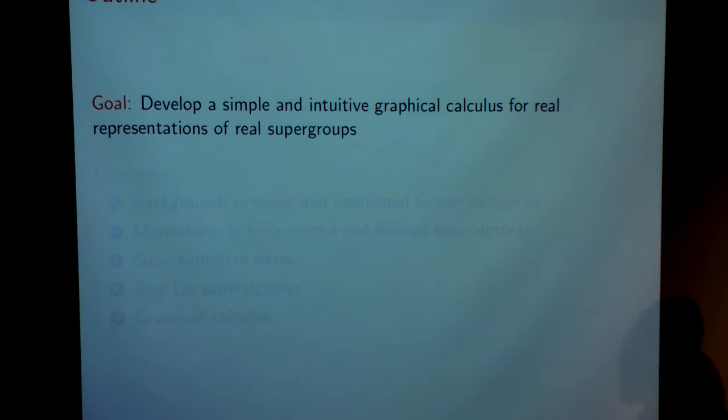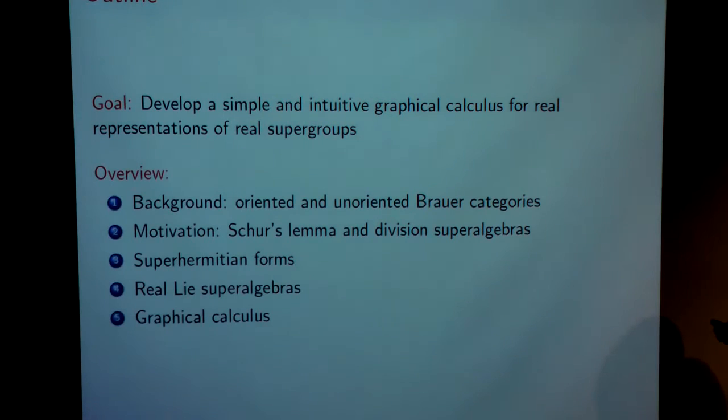real Lie superalgebras. So I'll start off with some background that'll be a very lightning review of the things we saw in the workshop last week for those of you who weren't here. So I'll mention the oriented and unoriented Brauer categories and how they're related to representation theory. And then to motivate the generalization that we'll see that will be related to real supergroups, I'll state Schur's lemma, which we all know, and discuss the relation to division superalgebras and maybe tell you some facts about division superalgebras that you might not have known.